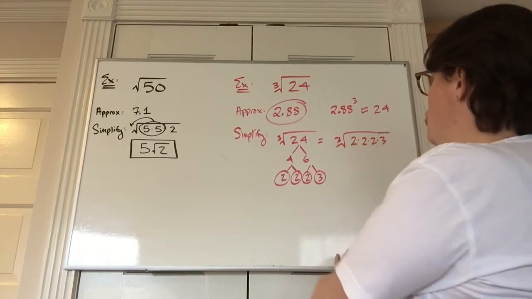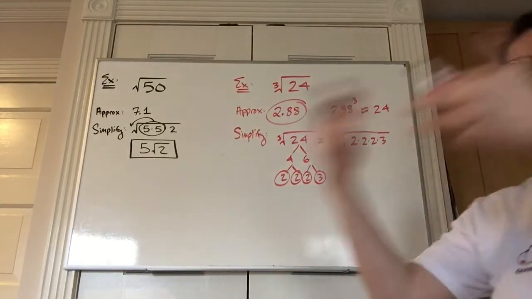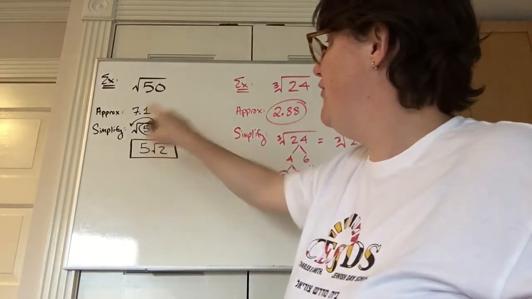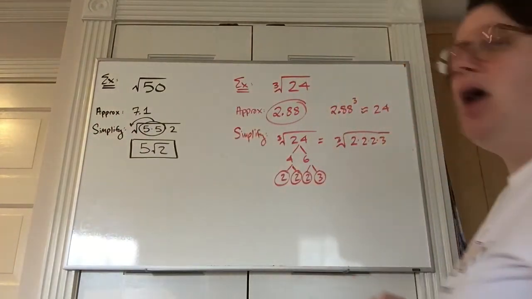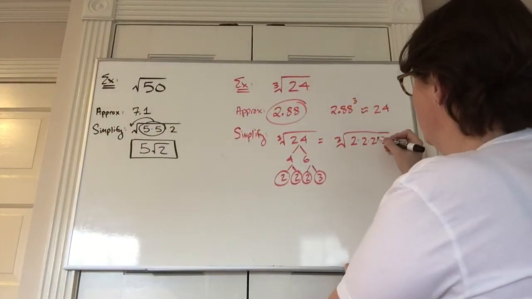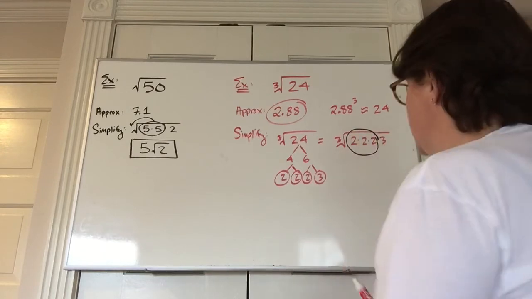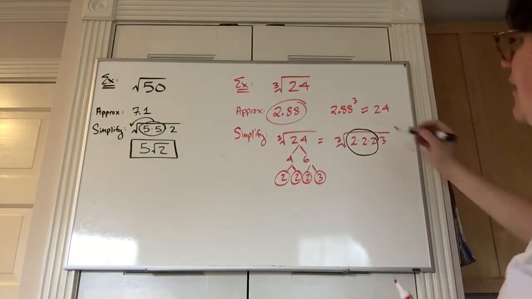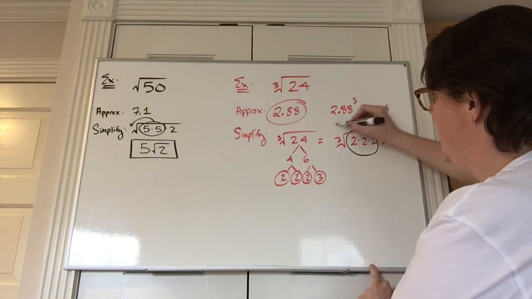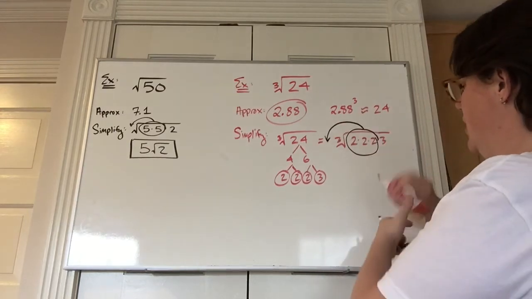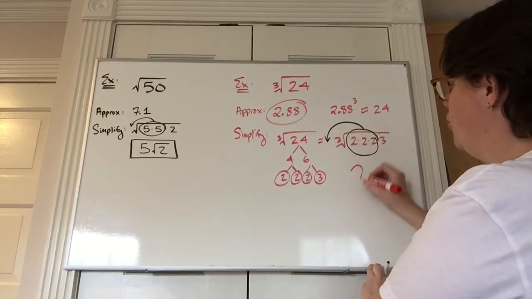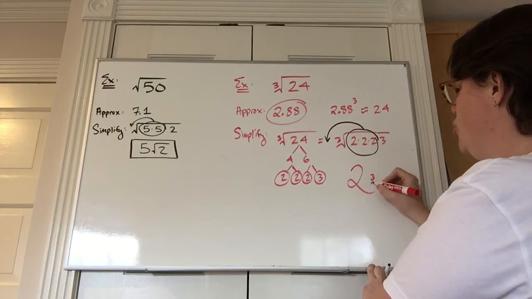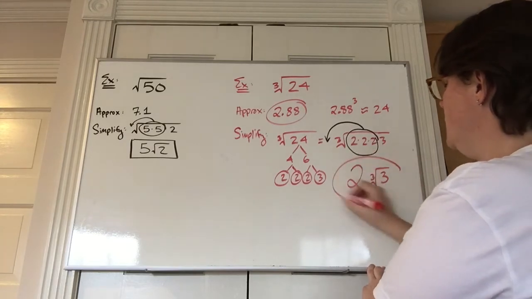When I did a square root, I was looking for a pair on the inside, like 5 squared on the inside. When I do a cube root, I'm going to be looking for a triple on the inside, 2 cubed. If you have 3 2's on the inside, that makes 1 2 on the outside. So this simplifies to regular 2 times the cube root of 3.